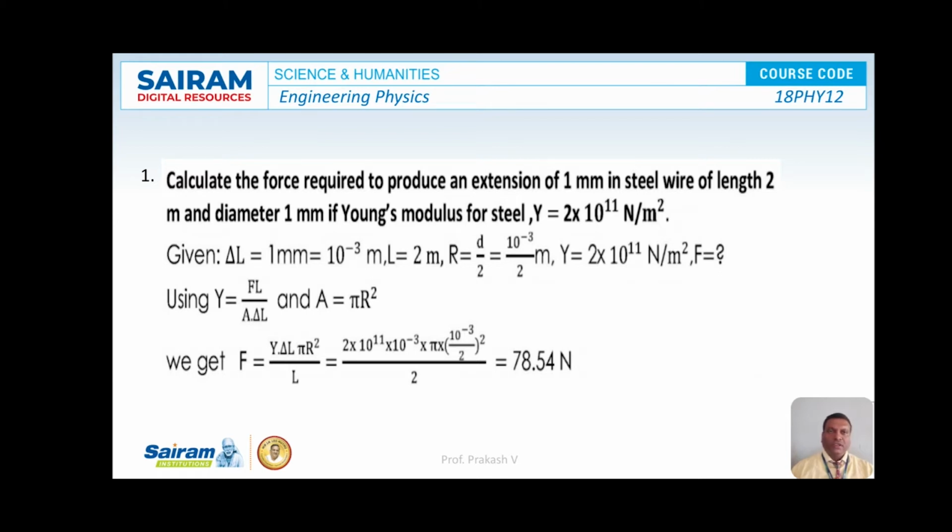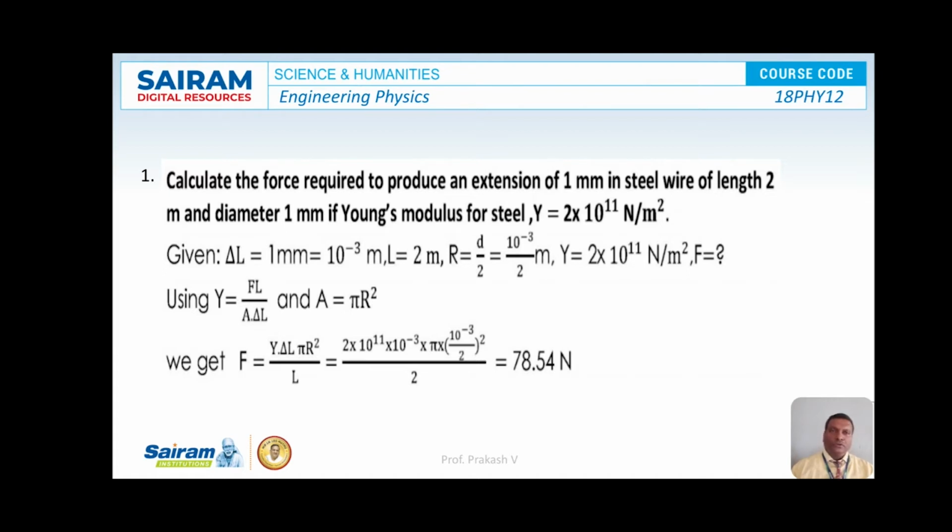So the given data is delta L, that is the extension produced, equal to 1 mm, that is equal to 10 to the power of minus 3 meter, and the length of the wire L is equal to 2 meter, and the radius R is equal to diameter by 2, that is equal to 10 to the power of minus 3 by 2 meters, and Young's modulus Y is equal to 2 into 10 to the power of 11 Newton per meter square. So what is the force required to produce an extension of 1 mm in the steel wire? That is, we have to calculate what F is here.